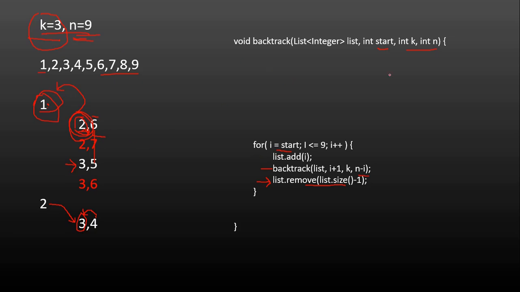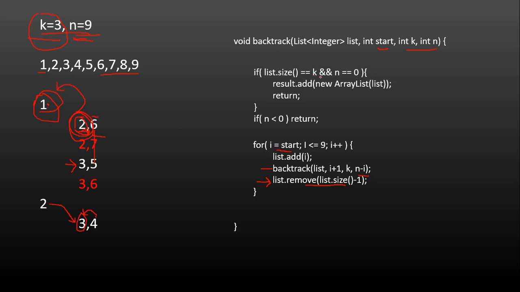One condition is when my list size equals k, so in my list there are 3 elements, and my n should be equal to 0. So that is one condition. Also, it can happen that my list has not reached k elements, but before that n is less than 0, right? It can happen that way as well. So in that case also we have to return, right? So these are the two base conditions, right?